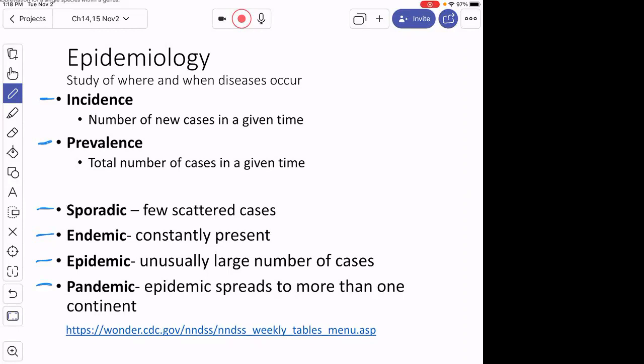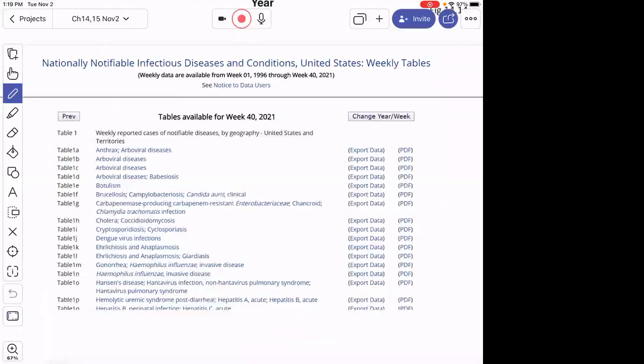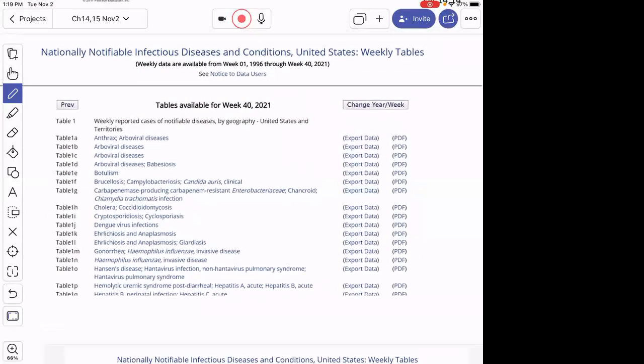Okay, so how do you know? The question is, how do you know if you have an unusually large number of cases? Well, the CDC keeps track of this sort of thing. So I included a link here to the charts that the CDC keeps track of every week. And there's a picture of this in your book as well, but I just took a screenshot of part of it here. So these were the nationally notifiable infectious diseases for week 40. That was just a couple weeks ago when I was preparing for this.